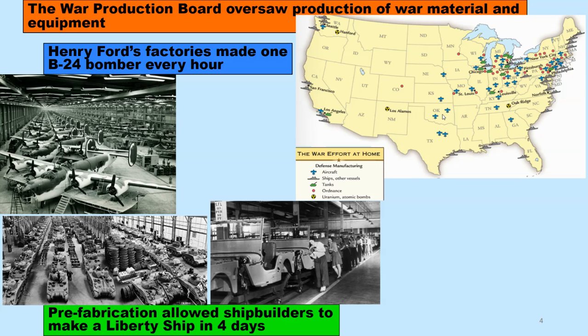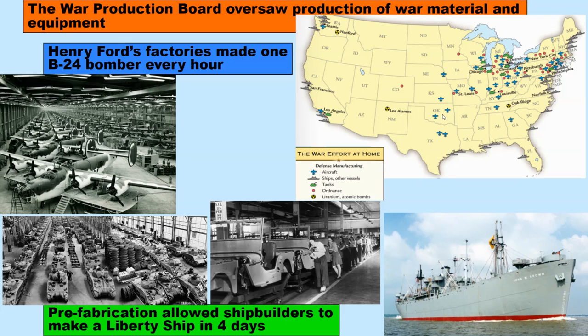And then, of course, there's something called prefabrication, which is going to allow shipbuilders to build all different kinds of ships. This one here's a Liberty ship, a supply transport ship. Prefabrication means that it's put together in the shipyard, but the different parts are built in different areas and then brought together and just bolted, almost like Legos, if you want an analogy. Okay, but anyway, so that's the War Production Board.